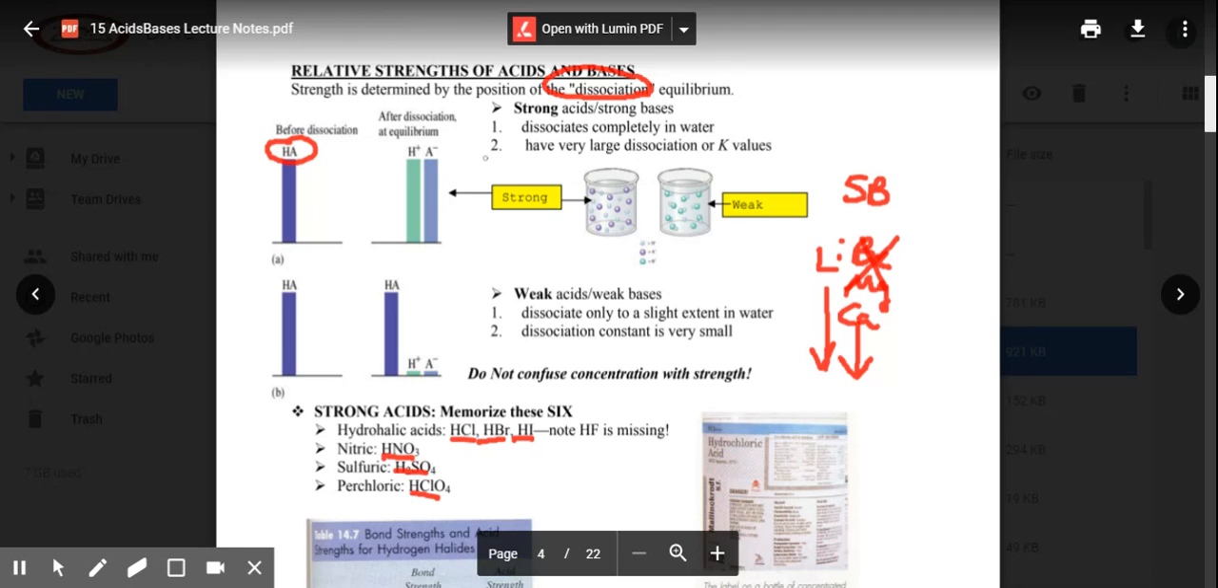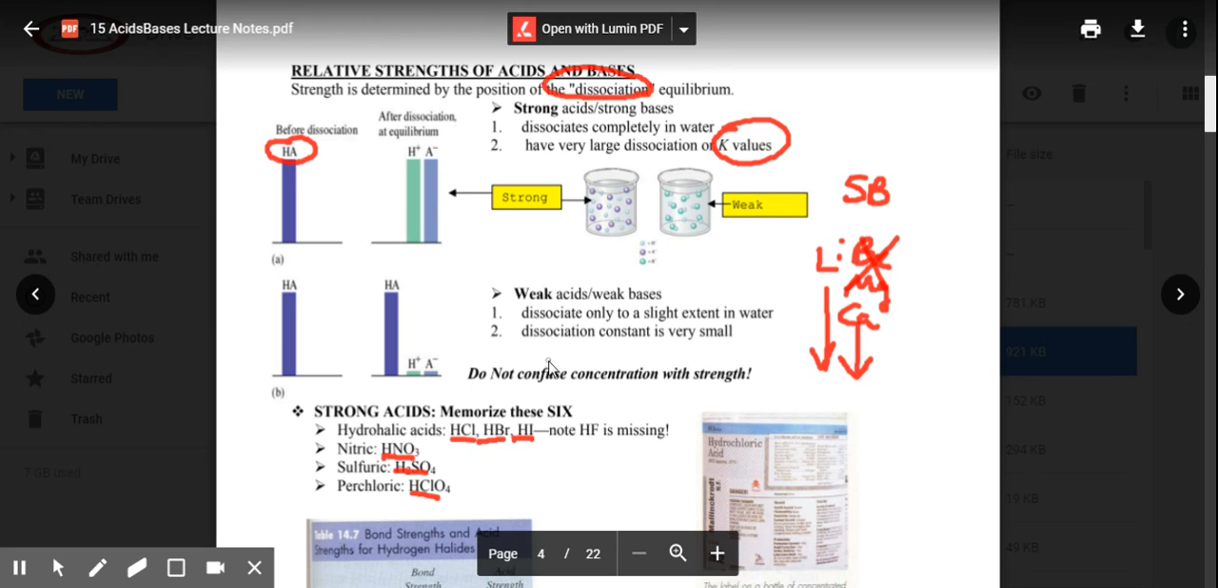So those are my strong bases. Now, again, just like strong acids, what that means is it dissociates 100%. It turns into ions 100%. Okay? Now, we've talked about K values before. We've talked about K, which means equilibrium constant. We are going to be dealing with equilibrium constant for acids and equilibrium constant for bases.